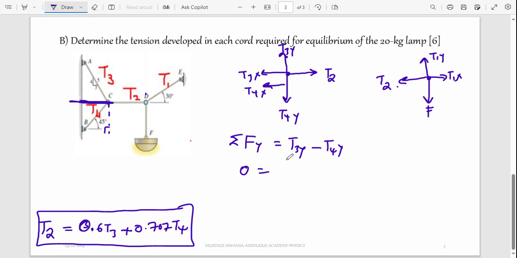Net force is 0. T3y is going to be given by T3 cosine of theta. T4y is going to be given by T4 cosine of theta. 0 is equal to T3 cos. Now T3 cos theta. For T3, remember we said that the angle that we are using is this one. And cosine of an angle is given by, actually this is in the y, sorry for using cosine. This is y, we use sine.